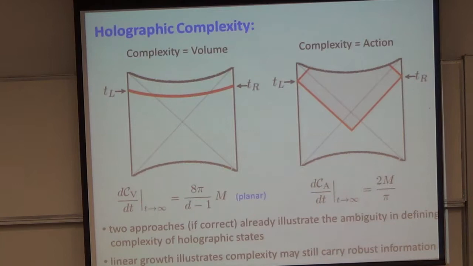I talk about there being ambiguities within the context of complexity equals action, but already we've seen that there's some kind of ambiguity. I was given two different prescriptions to evaluate the complexity of my holographic states. Already I'm seeing that in the previous example where this number didn't change, or in this example where I'm seeing a mass and a linear growth with time, that there is some robust information here, but we're going to have to be careful and see where these ambiguities may creep out and stop us from getting more refined answers.